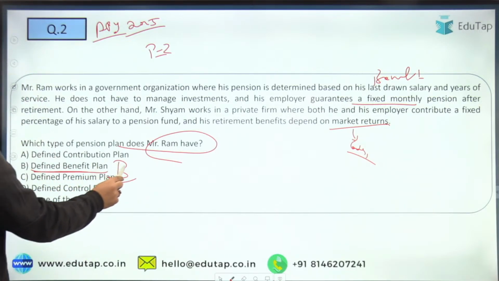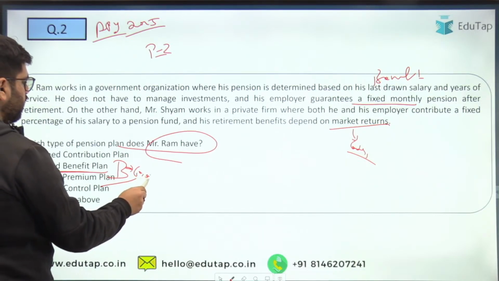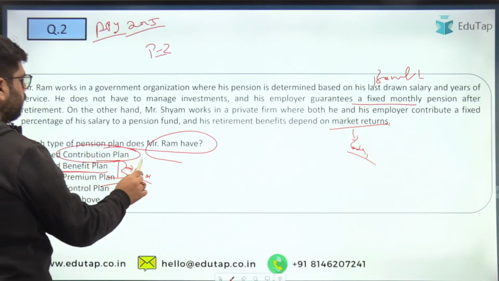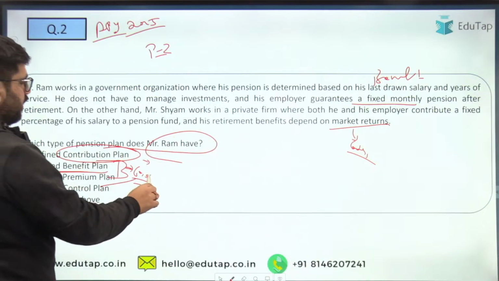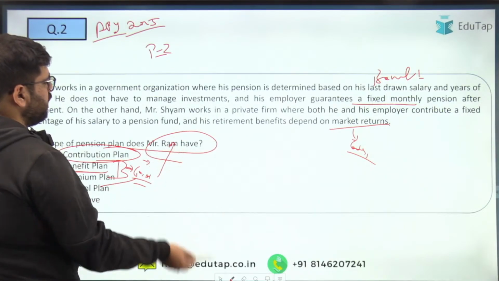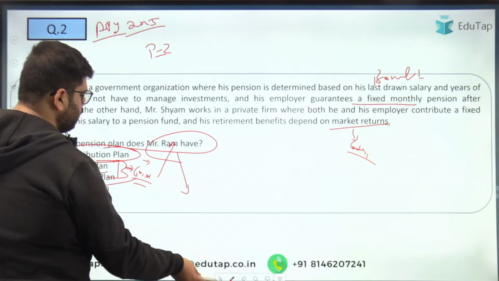Under defined benefit plan, everything is fixed. You know what will be your pension. Under defined contribution, it depends upon the market return. If market returns are good, then your pension will be high. If not, then your pension will also fall.